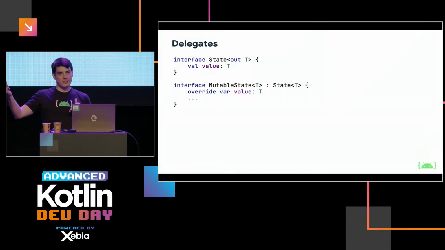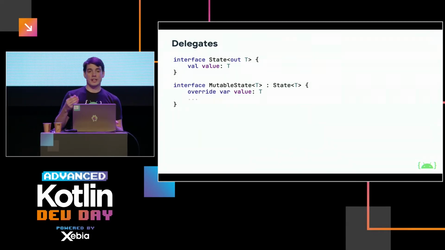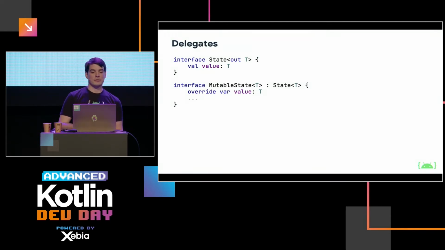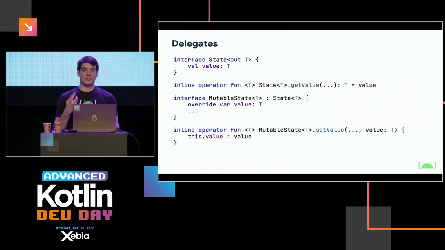OK, so we have these two interfaces. A read-only one, which declares value as a read-only property, and then the mutable one, which overrides this and changes it into a var, essentially adding a setter, which is also a neat pattern that you can use. But where are the getValue and setValue functions that we've been looking for? Well, those are not part of these interfaces. Instead, they are created as extensions on the interfaces.